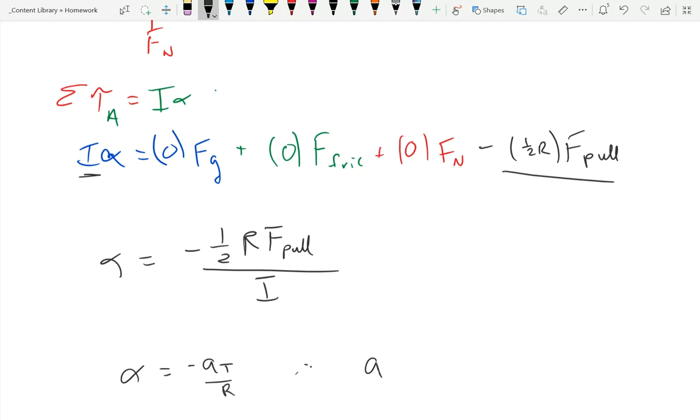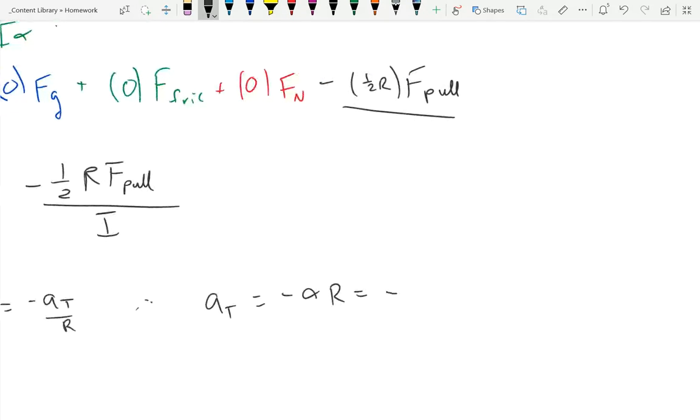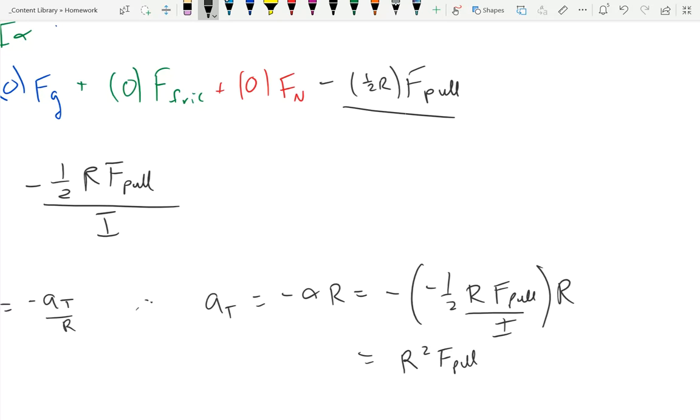Therefore, A tangential is equal to minus alpha R equals minus parenthesis minus 1/2 R F pole over I times R equals R squared F pole over 2I. And keep in mind, even if you had had a negative value, it asked for the magnitude.